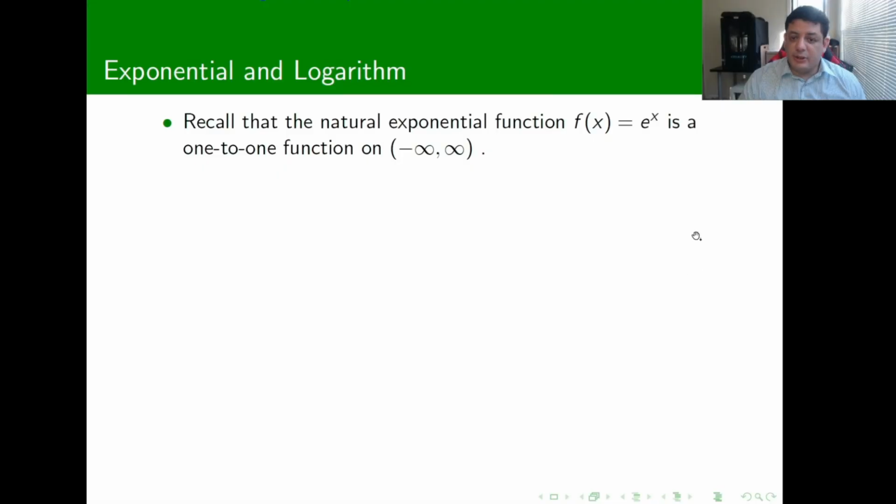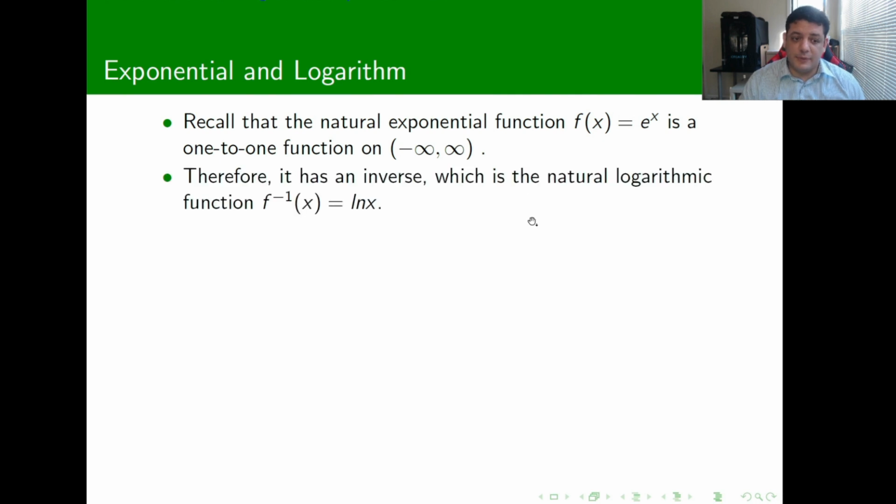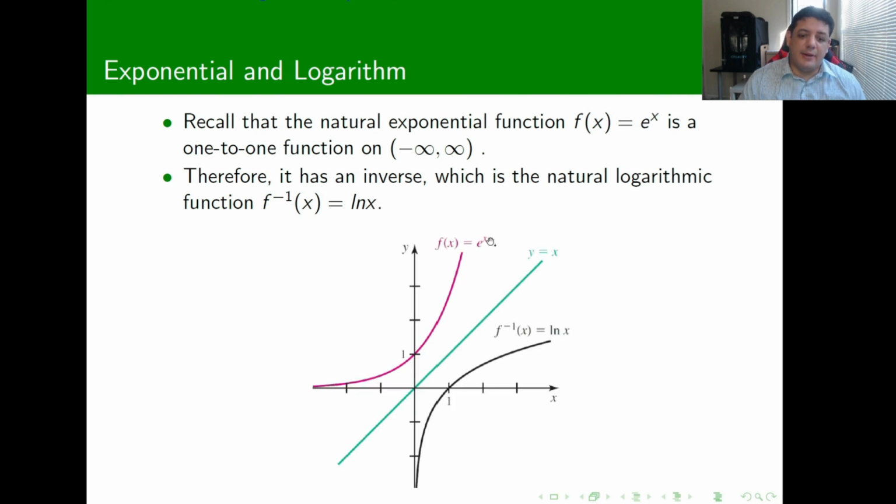So first, recall that the natural exponential function f of x equals e to the x is a one-to-one function that has a domain in the real numbers from minus infinity to infinity. Now, because it's a one-to-one function, it has an inverse, which is the natural log, f of x equals ln of x. You can see the relationship here between the exponential and its inverse, the symmetric reflection, and the log.